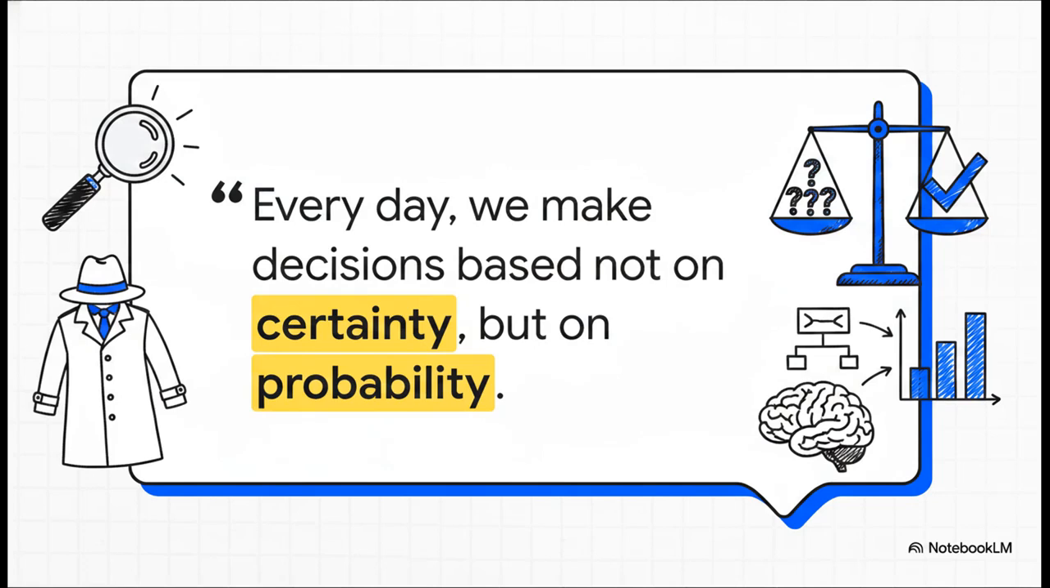Picture this. You're a detective stepping into a chaotic room. You have to make a huge decision, but you definitely don't have all the facts. Absolute certainty? Yeah, that's completely out the window. So what do you do? Well, you do exactly what we humans do every single day. You look at the clues, you weigh the evidence, and you make your best call based on probability. And it turns out, machine learning can do exactly the same thing.